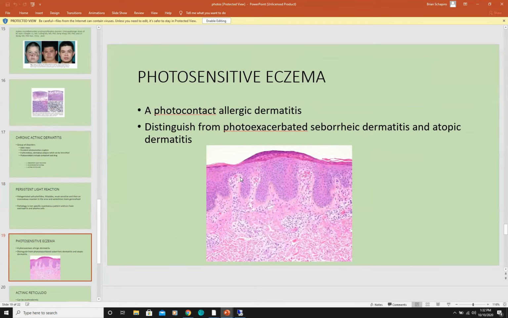The next one was photosensitive eczema, and this is essentially a photocontact allergic dermatitis. You have to distinguish this from photoexacerbated seborrheic dermatitis or atopic dermatitis, and that has to be done clinically because histologically, as you can see, you'll see some scale crust, irregular psoriasiform hyperplasia, some spongiosis, and a perivascular lymphoid infiltrate. So that really is not a specific diagnosis.